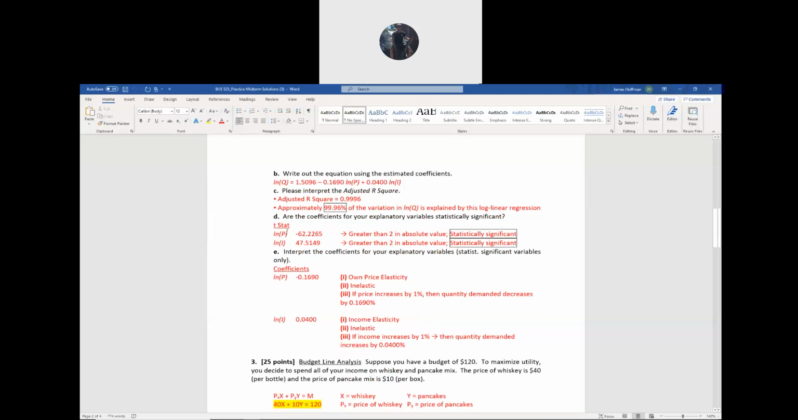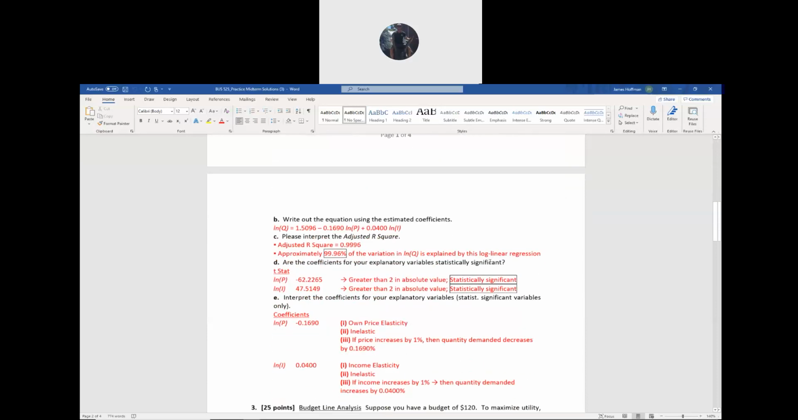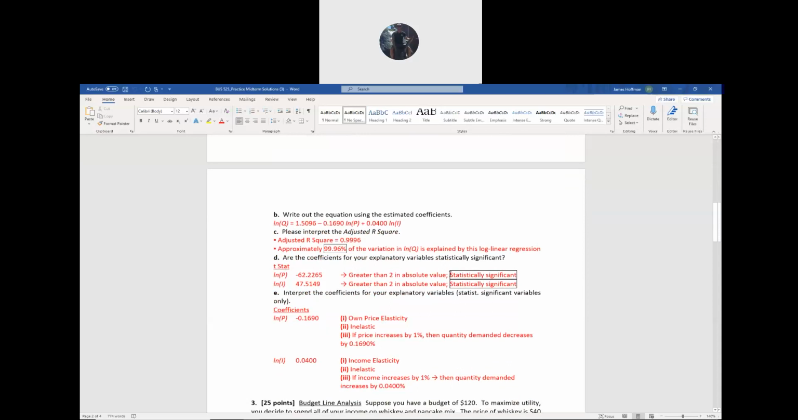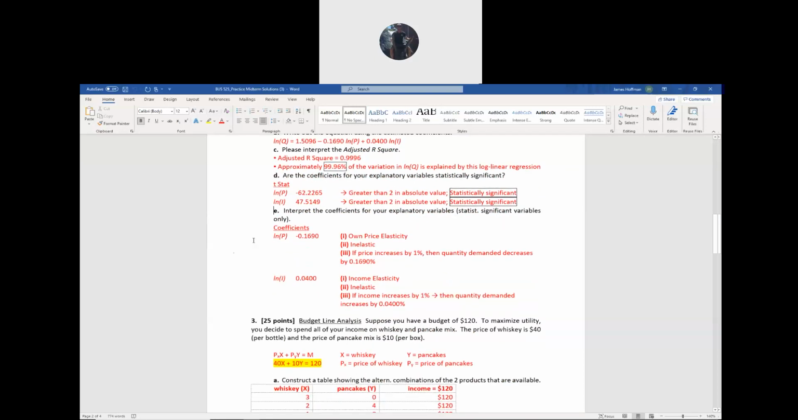Then you want to see if the coefficients are significant by looking at the associated t-values. This one for LNP and that one for LNI, and you can see they're both way bigger than 2 in absolute value, so they're both significant. And then part E is you're going to want to interpret the coefficients by using those 3 pieces of information that we talked about before.